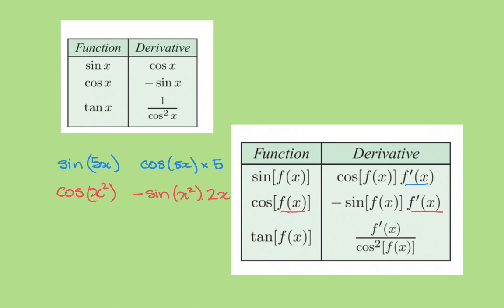And tan, let's say we have tan 2x plus 3. We're going to find the derivative. Well, it's going to be on the bottom cos squared 2x plus 3, and that comes from up here. And on the top, the derivative of the 2x plus 3, which is 2.